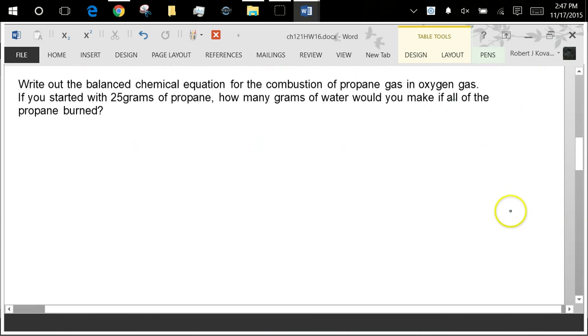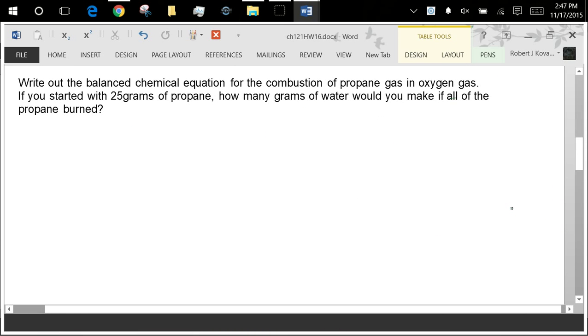All right, so we're going to write a balanced chemical equation for the combustion of propane gas in oxygen, and we're going to start with 25 grams of propane. How many grams of water am I going to make? Okay, so this is propane, so C3H8 gas plus O2 gas turning into CO2 gas, and water, which doesn't really matter, I'll just write liquid.